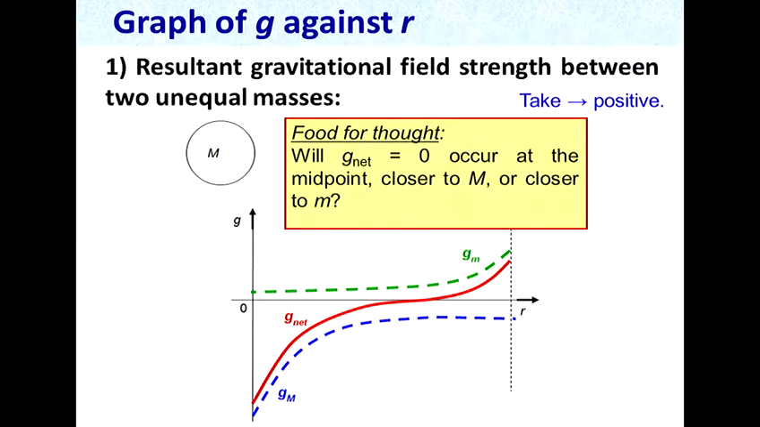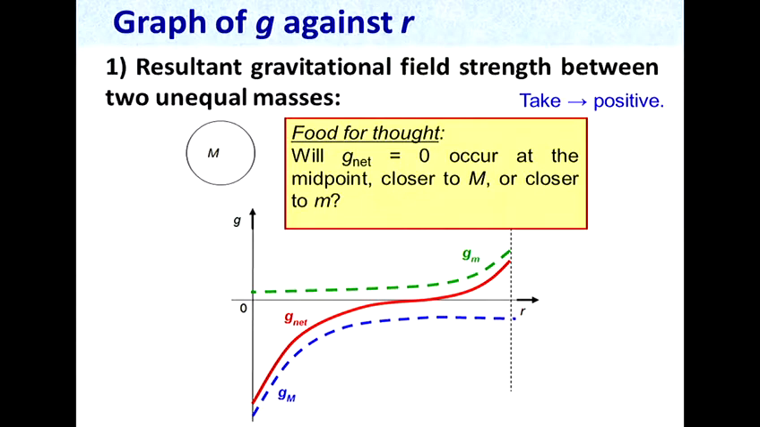Next question. Right, this position where the net gravitational field strength is 0, where it cuts the r-axis, will it be the midpoint between the two masses? Or will it be closer to big M or closer to small m? When you sketch, you must show where it cuts the r-axis. Will it cut at the midpoint or closer to one of the masses? Where it cuts is where the net G is 0. That means the resultant force at that position is 0.